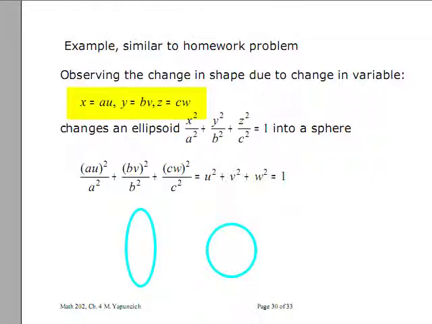The old variables were x, y, and z. The new variables are u, v, and w, where x is a times u, y is b times v, and z is c times w. Here is the expression for the ellipsoid: x squared over a squared plus y squared over b squared plus z squared over c squared equals 1. To show that this becomes a sphere, I'm going to substitute this transformation into there. Of course, in the numerator I have a squared u squared, and the a squareds cancel, the b squareds cancel, and the same with the w and the c. I end up with u squared plus v squared plus w squared equals 1, and that is the equation for a sphere.